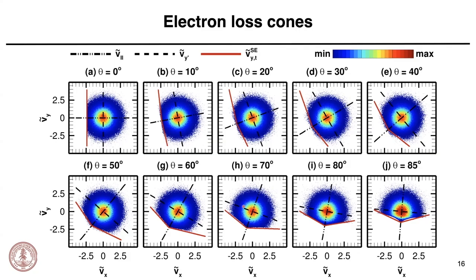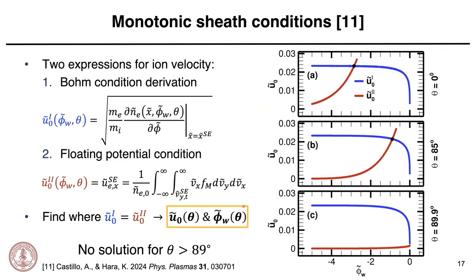Like I said before, we'll use the 0th moment to calculate densities and the first moment to calculate velocities, and we can now rederive sheath edge conditions. And so what we'll do is derive two different expressions for what the ion velocity is at the sheath edge.